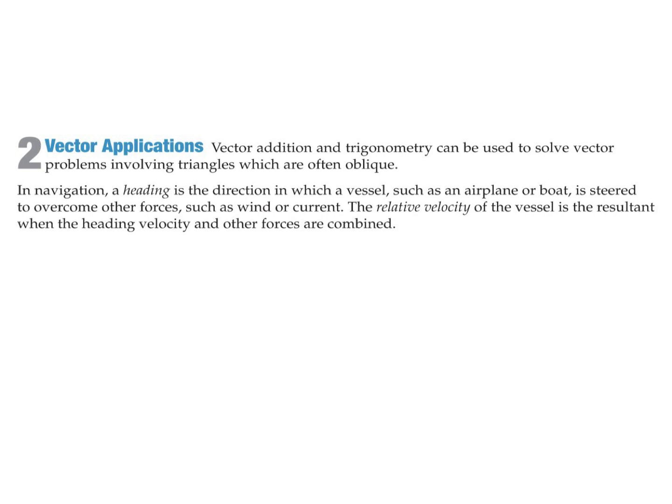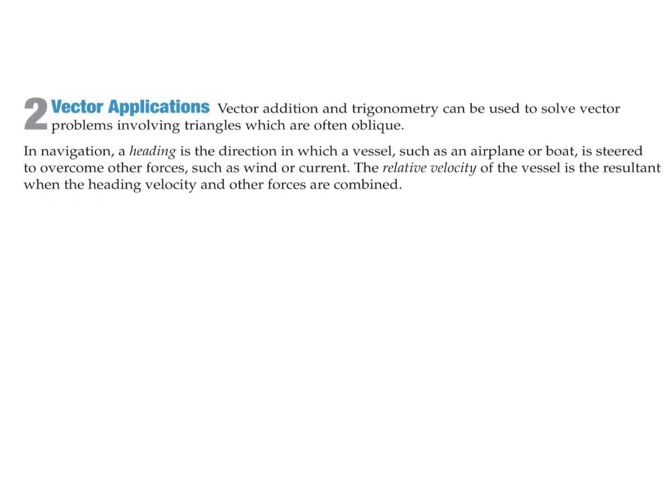And the relative velocity of the vessel is the resultant between the heading and the velocity. So say there's the airplane and it's going at an angle like this. There's going to be a headwind due west going at that point. So that means the airplane's actually going to end up at that resultant piece. And that's going to be the actual path of the plane.